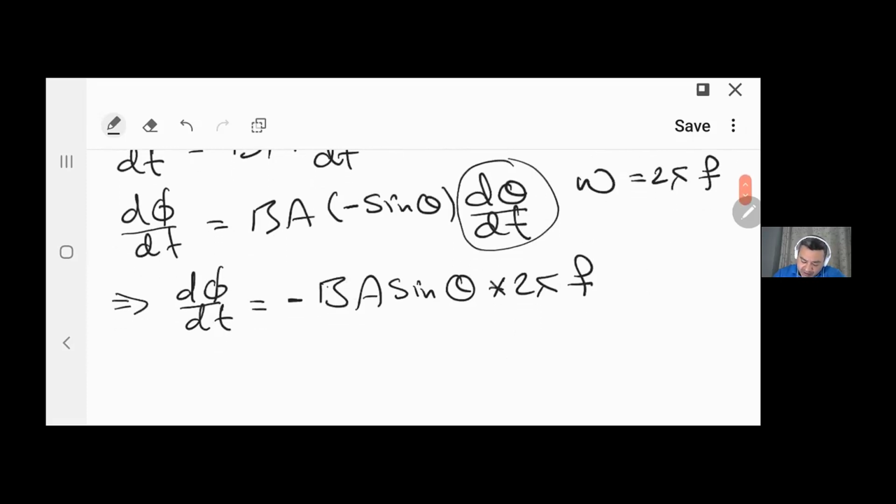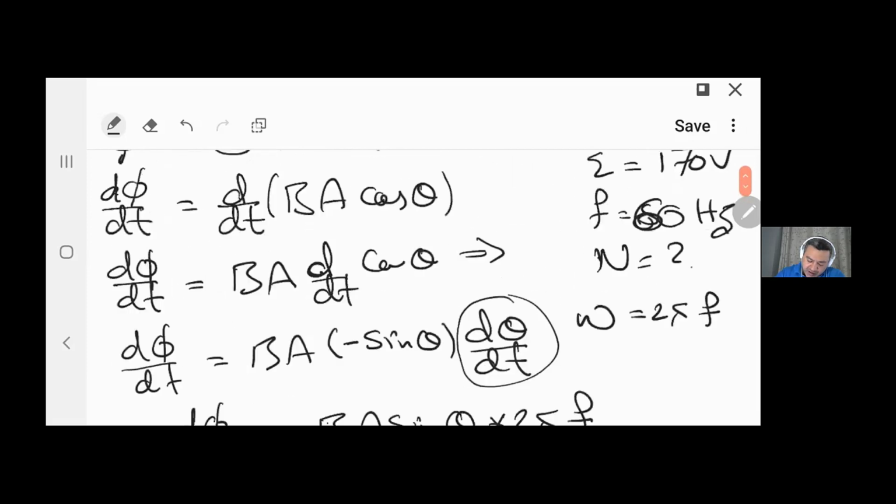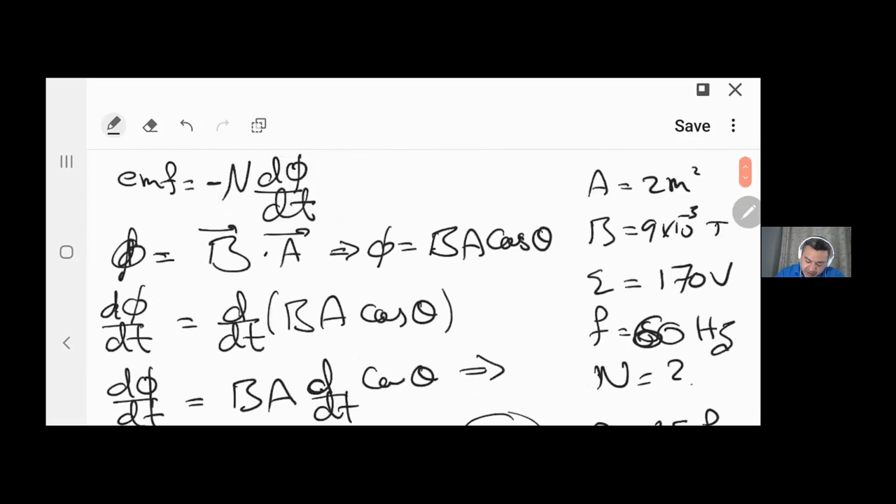Now, if I take this d phi over dt and substitute it here, and the EMF equals minus N, omega is the radial frequency, radians per second. How many radians per second do I do when I go in a rotational motion? The amount of the angles that I elapse per second.